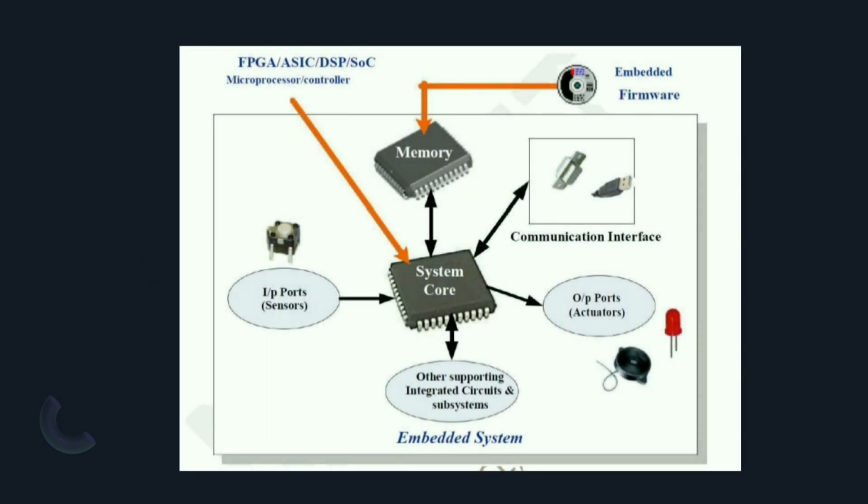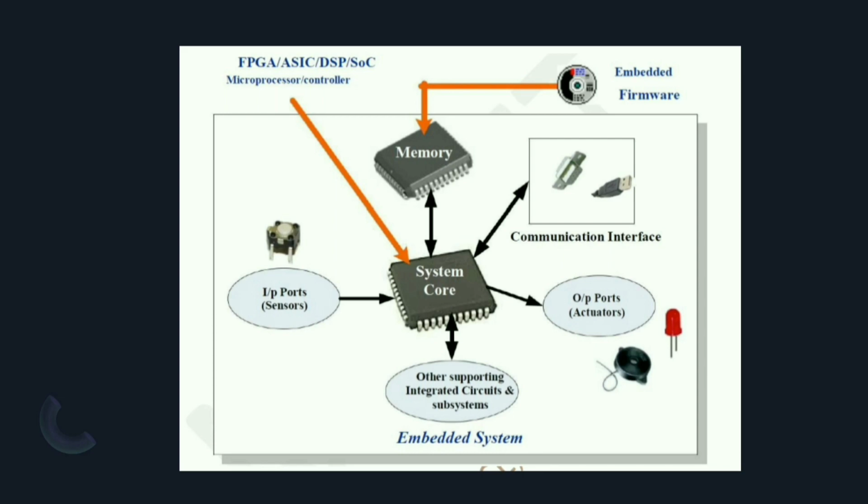This is the picture of an embedded system. It contains six parts. Mainly, the main part of an embedded system is the system core, which is also a microprocessor or a controller like FPGA or ASIC or DSP or SoC.